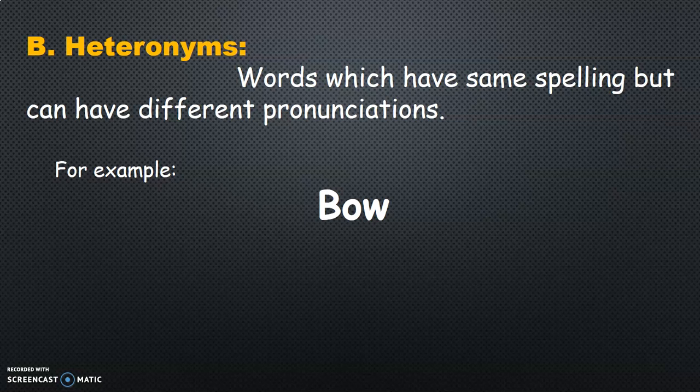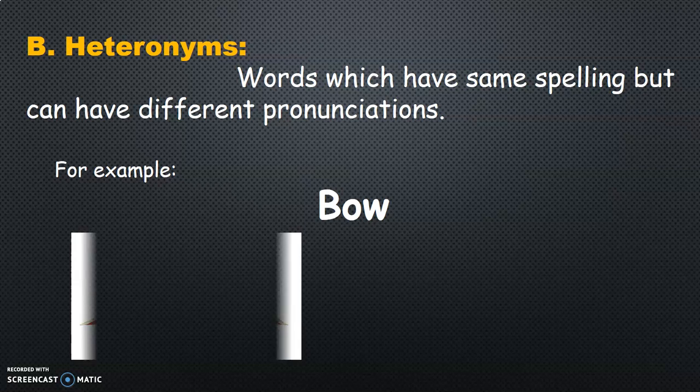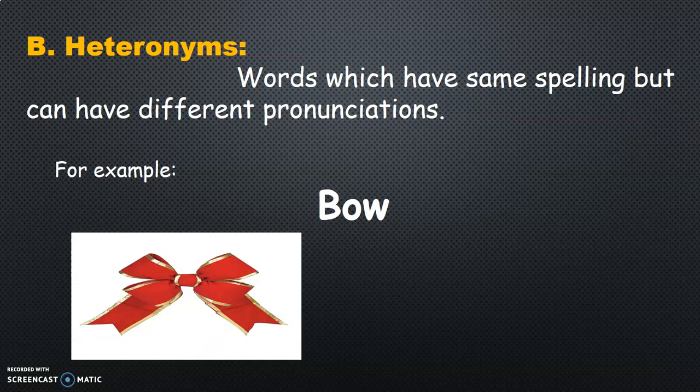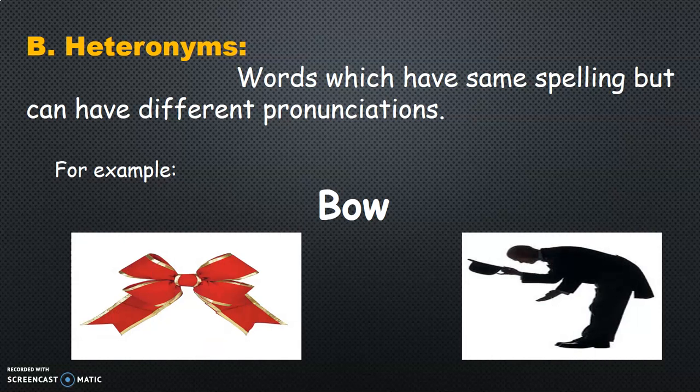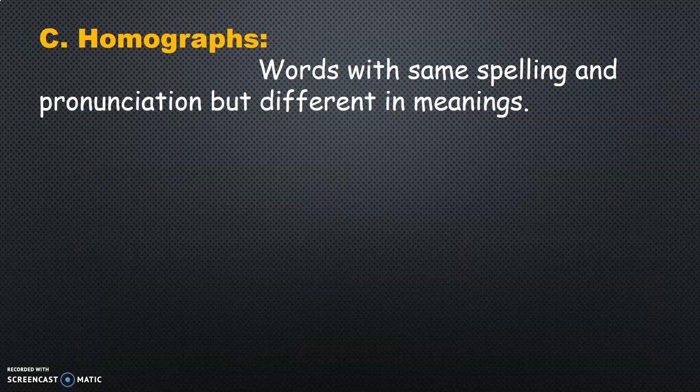heteronyms. Heteronyms means words which have the same spelling but can have different pronunciation. Now your spelling is the same but the pronunciation is different as well as the meaning is also different. Now bow. One bow is here and the other is bow. But you'll find the meaning is different, the pronunciation is different, but the spelling is the same. So such words are called heteronyms. Okay, let's move to the next now. That is the last one.